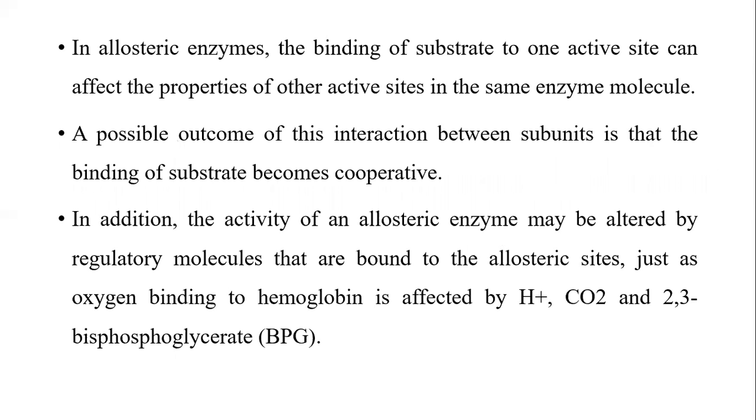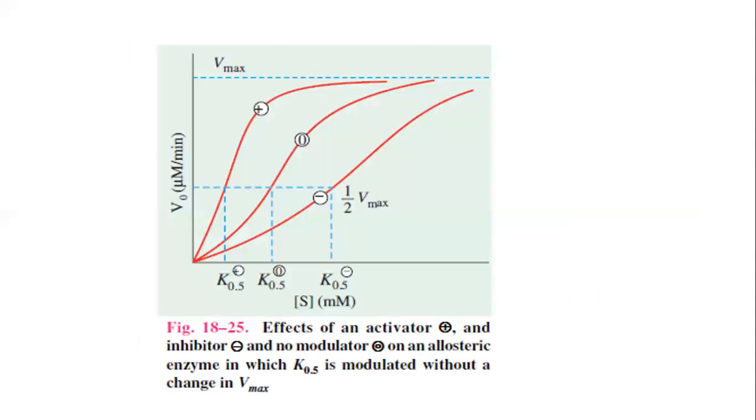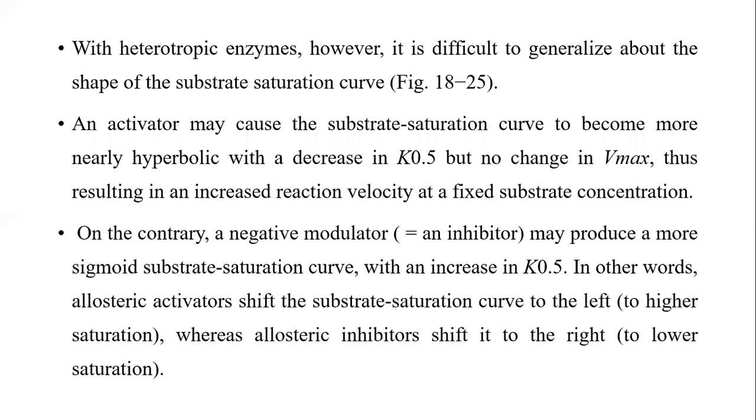In addition to these properties, the activity of the allosteric enzyme can be altered by regulatory molecules that bind to these allosteric sites. For example, the oxygen binding tendency of the hemoglobin molecule is affected by H plus, carbon dioxide, and even by 2,3-bisphosphoglycerate. Here on the screen you can see the effect of activators, inhibitors, and no modulators on the enzyme activity. Thank you.